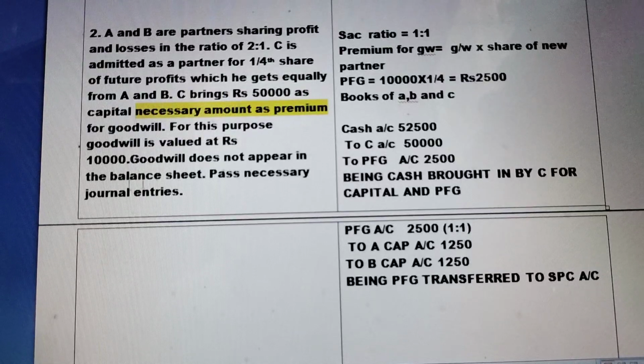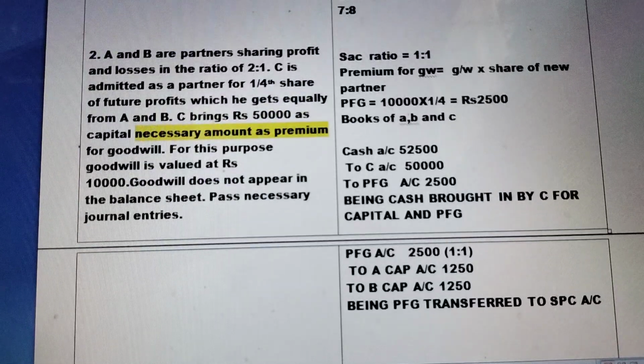Goodwill does not appear in the balance sheet. If goodwill appears in the balance sheet, we need to cancel it. So we need to pass one more entry, that is all partners capital to goodwill for cancelling the existing goodwill. But we don't have to pass these entries here because there is no such goodwill.